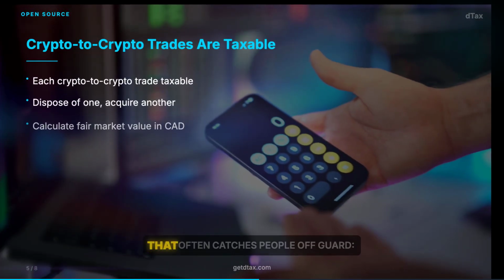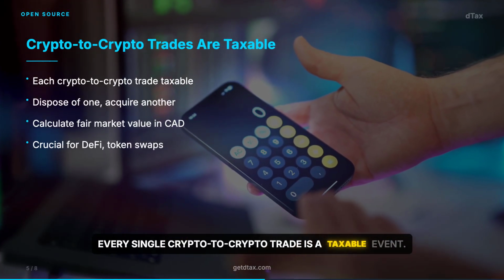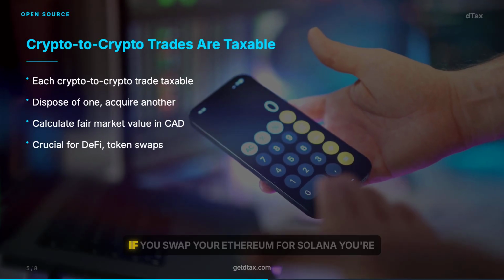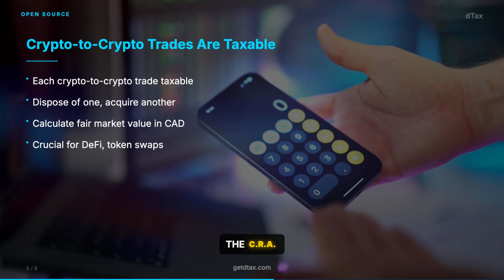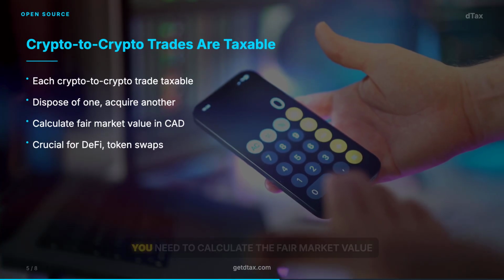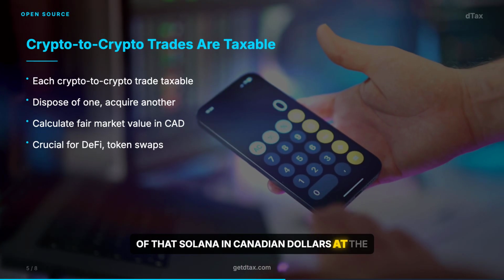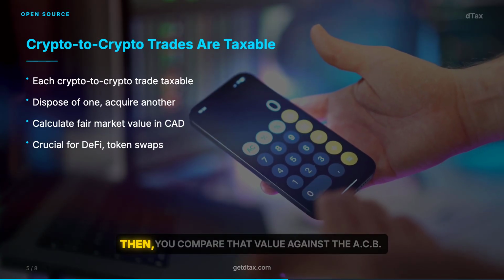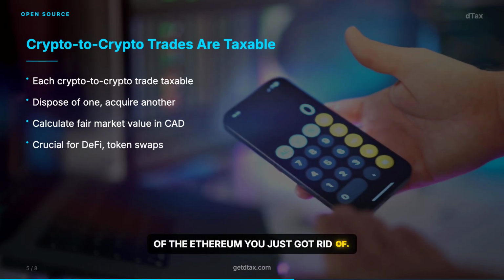This is a big one that often catches people off guard. Every single crypto-to-crypto trade is a taxable event. Seriously, if you swap your Ethereum for Solana, you're not just moving assets around. The CRA sees you as disposing of your Ethereum and acquiring Solana. You need to calculate the fair market value of that Solana in Canadian dollars at the exact moment of the trade. Then, you compare that value against the ACB of the Ethereum you just got rid of.